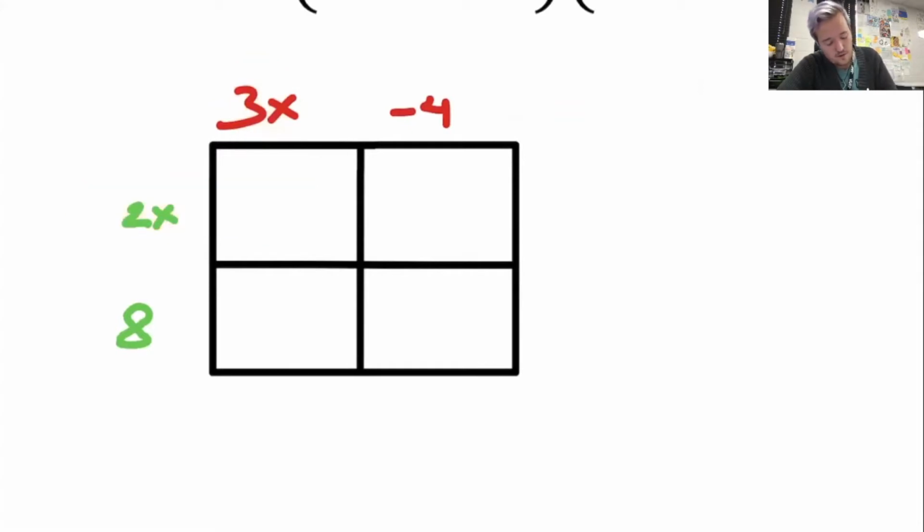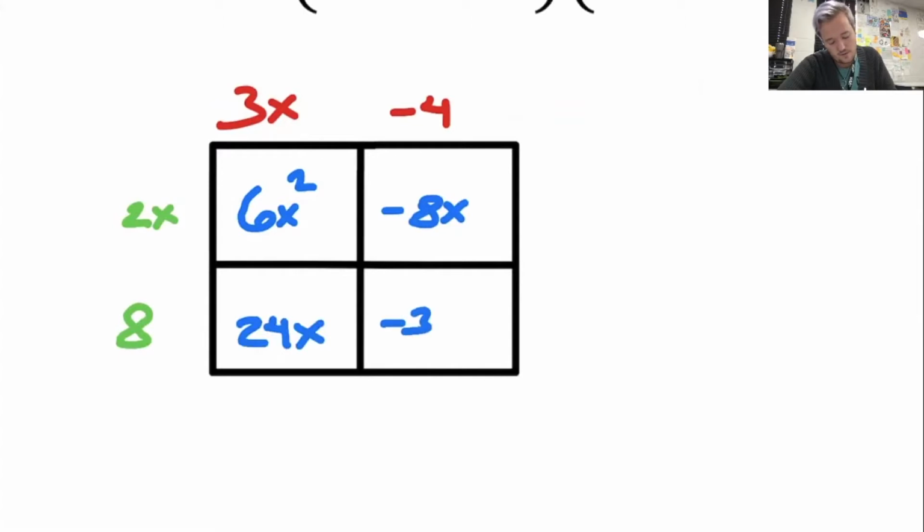So here I'm going to have 6x squared. Then in the top right, you're going to have negative 8x. Bottom left, you're going to have 24x. And bottom right, you're going to have negative 32. So if you can recall, your diagonal here, these are your like terms. So those are what's going to be combined.